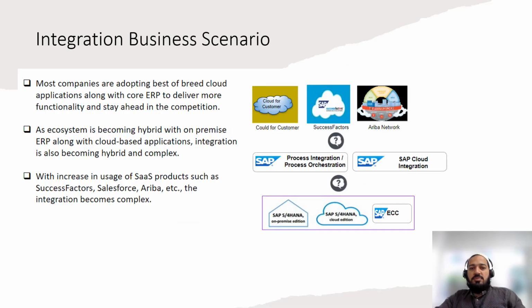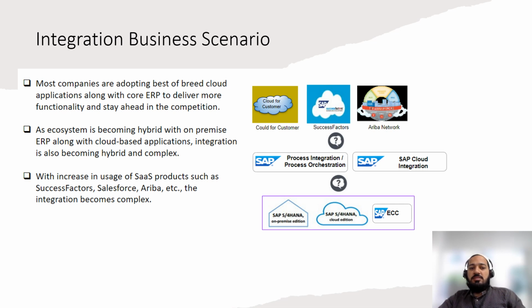So here is the business scenario for them. Most of the companies are now adopting hybrid cloud applications along with the core ERP model. To deliver more functionality and stay ahead of the competition, they are moving more to the cloud. As cloud comes with all its perks that we have covered earlier, it's obviously a set path for the upcoming implementations, and cloud is always a preference.